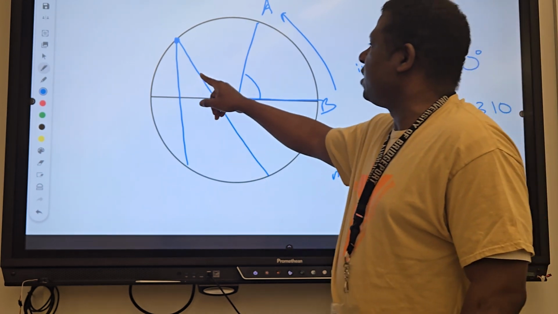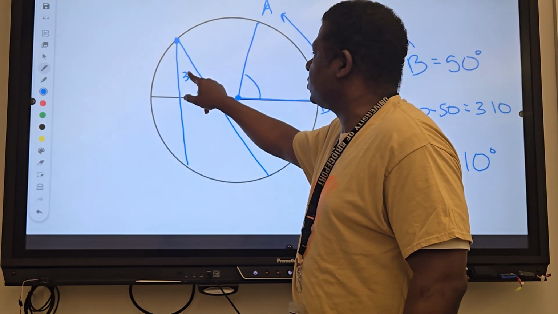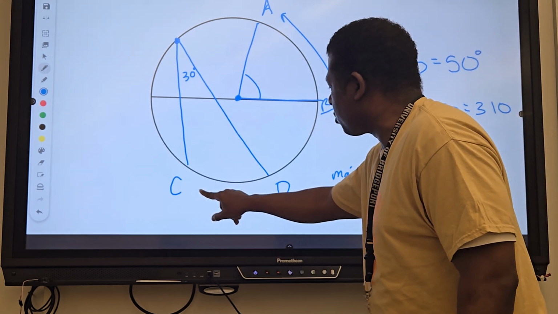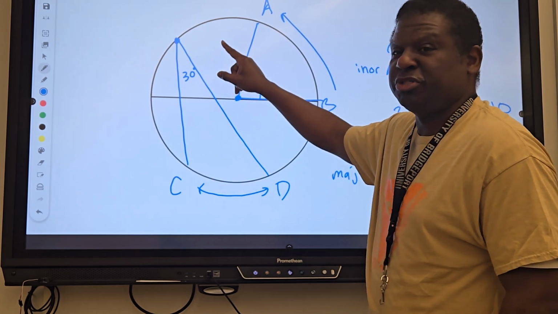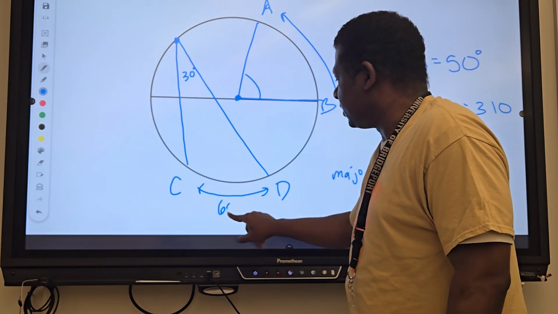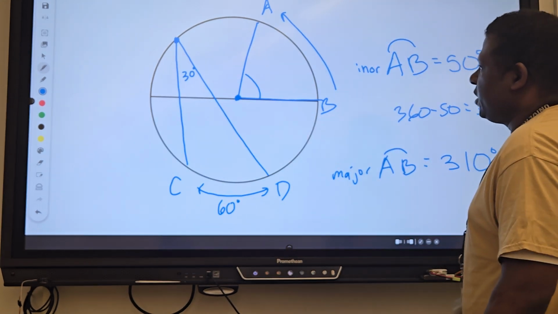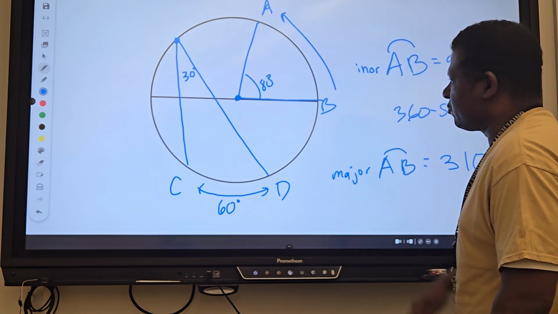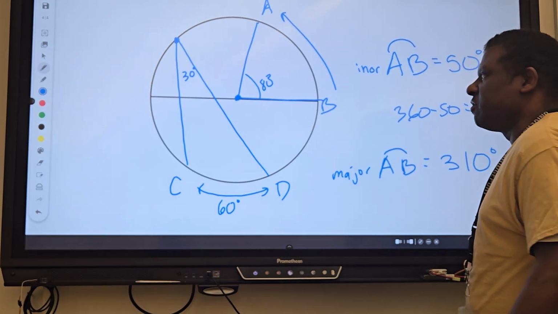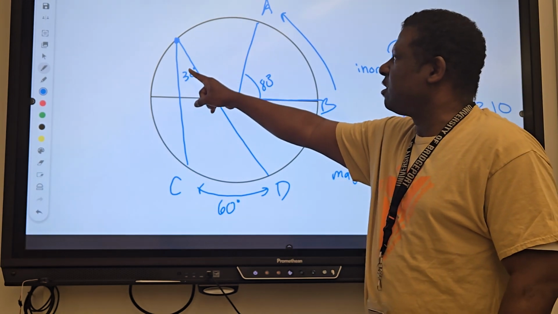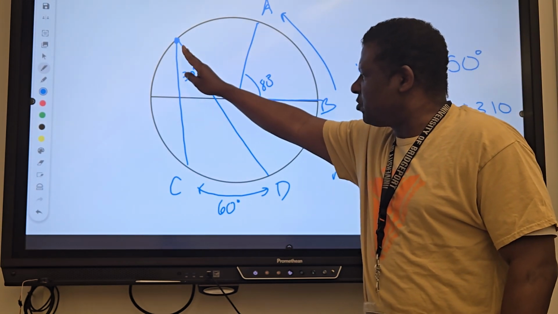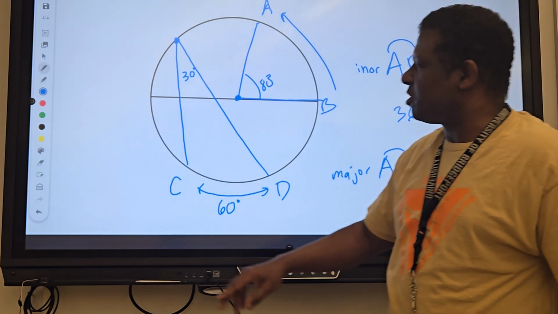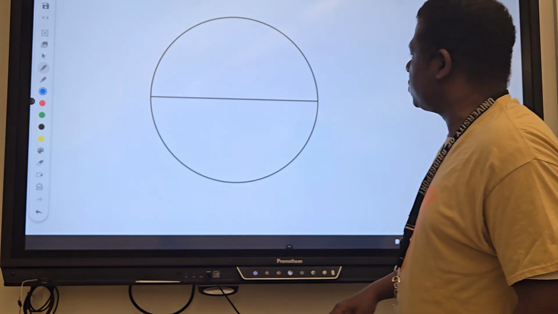So let's just say this angle here was 30 degrees, right? And then we have CD over here. Then this arc measure over here is going to be twice the size, which is 60 degrees. So in here, let's just say we have an 80-degree angle. We're going to have an 80-degree arc measure. That's for a central angle. For an inscribed angle, whatever degree angle you have here, you're going to have double the arc measure over here. And if you don't completely believe that, let me just show you.